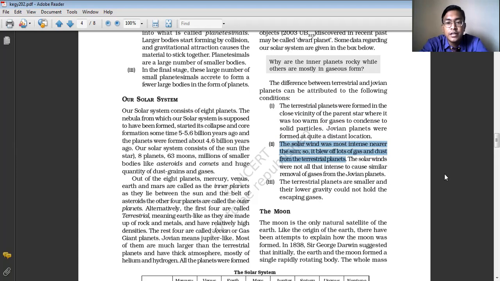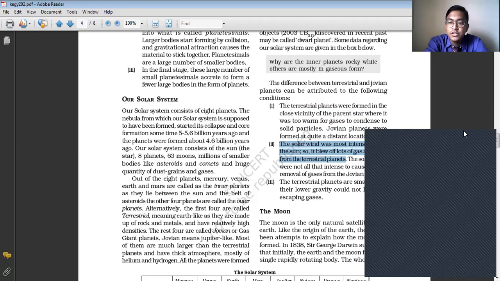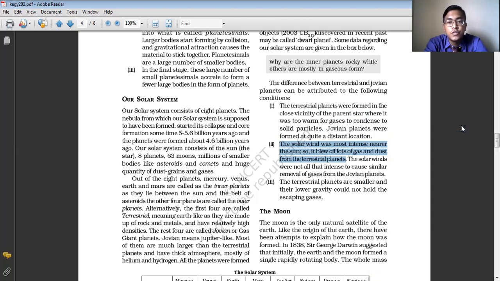This is the reason that in the terrestrial planets, the initial gases, the gases formed during the formation of these planets, are found in a very negligible amount. Like in the case of the Earth, we can find very little hydrogen and helium, because a major portion of them has been blown out from the Earth and the other terrestrial planets because of the solar wind, and got deposited in the Jovian planets.